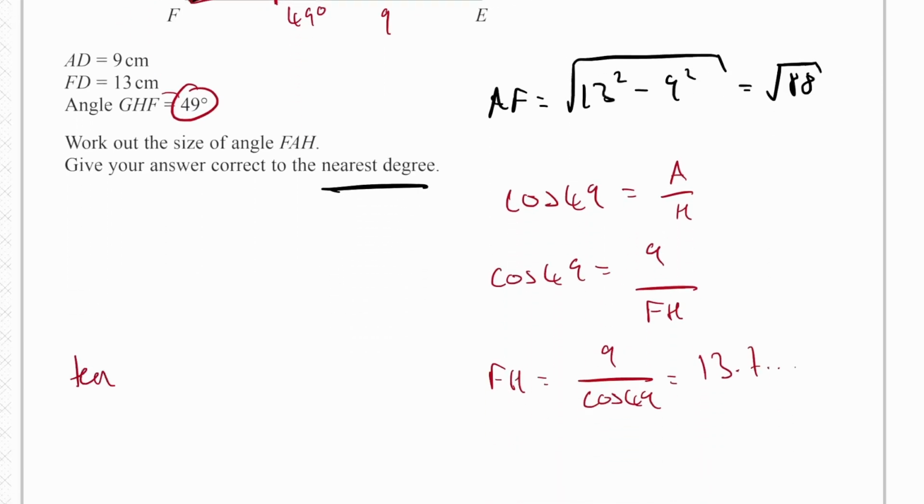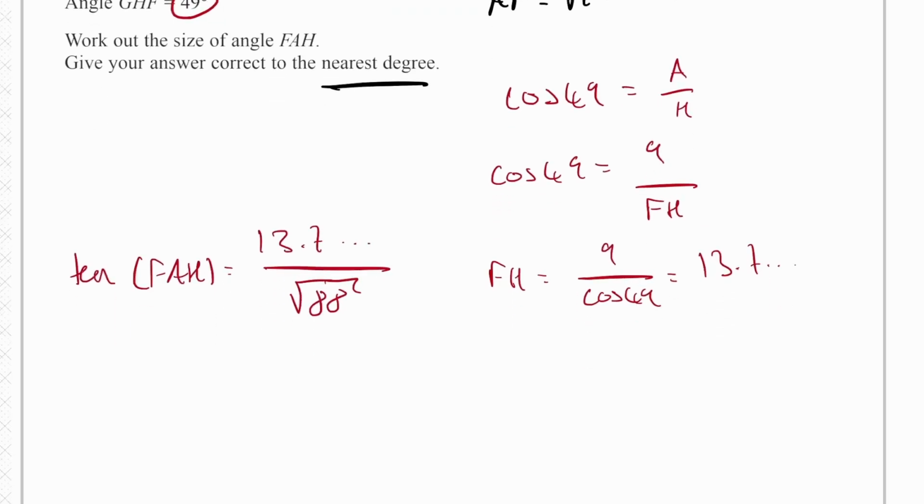So tan FAH is going to be equal to the opposite, which was the 13.7 that we worked out, which is FH, divided by the adjacent, which this time is our AF, which was root 88. Then you do tan minus 1 of that, and you should get that the angle FAH is equal to 55.6 approximately. To the nearest degree, that would be rounded to 56.